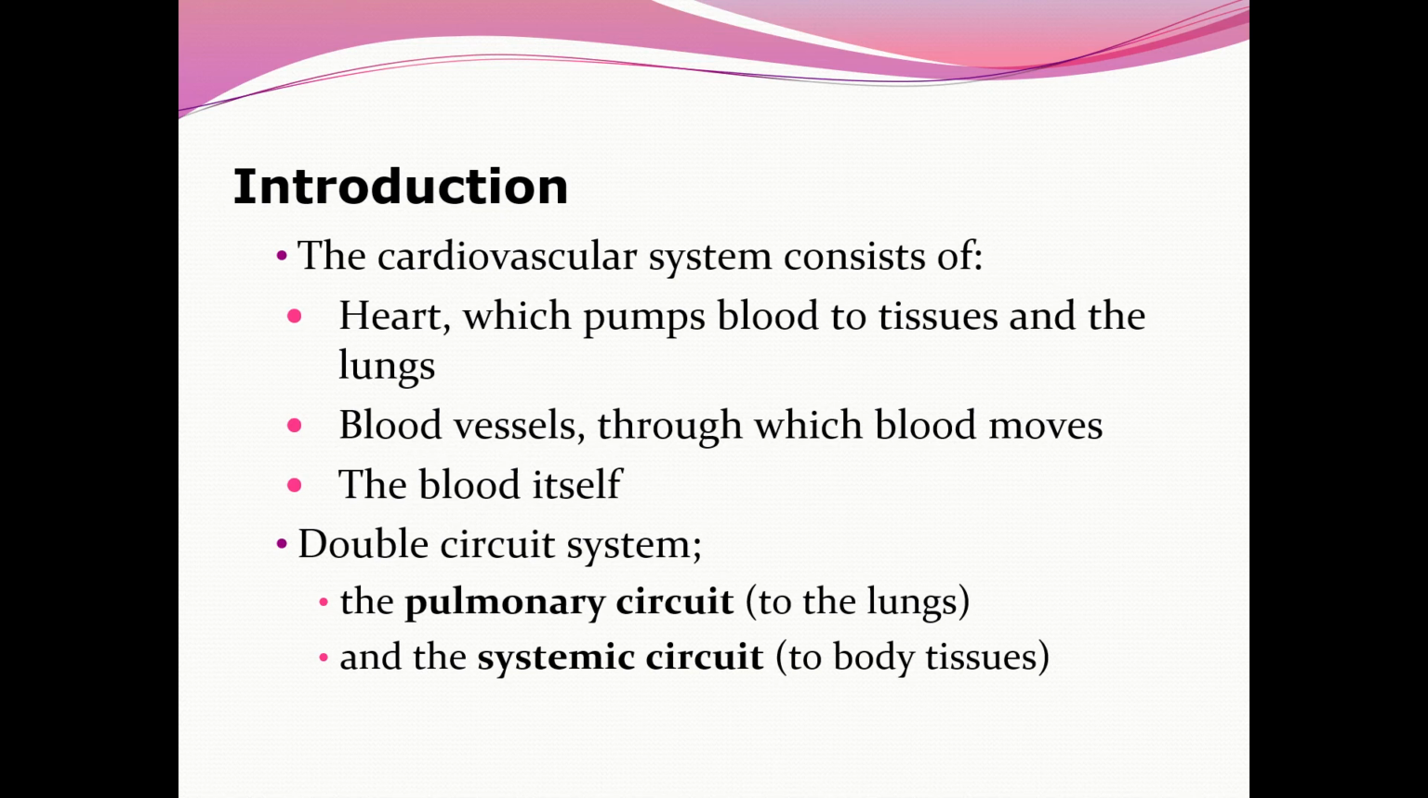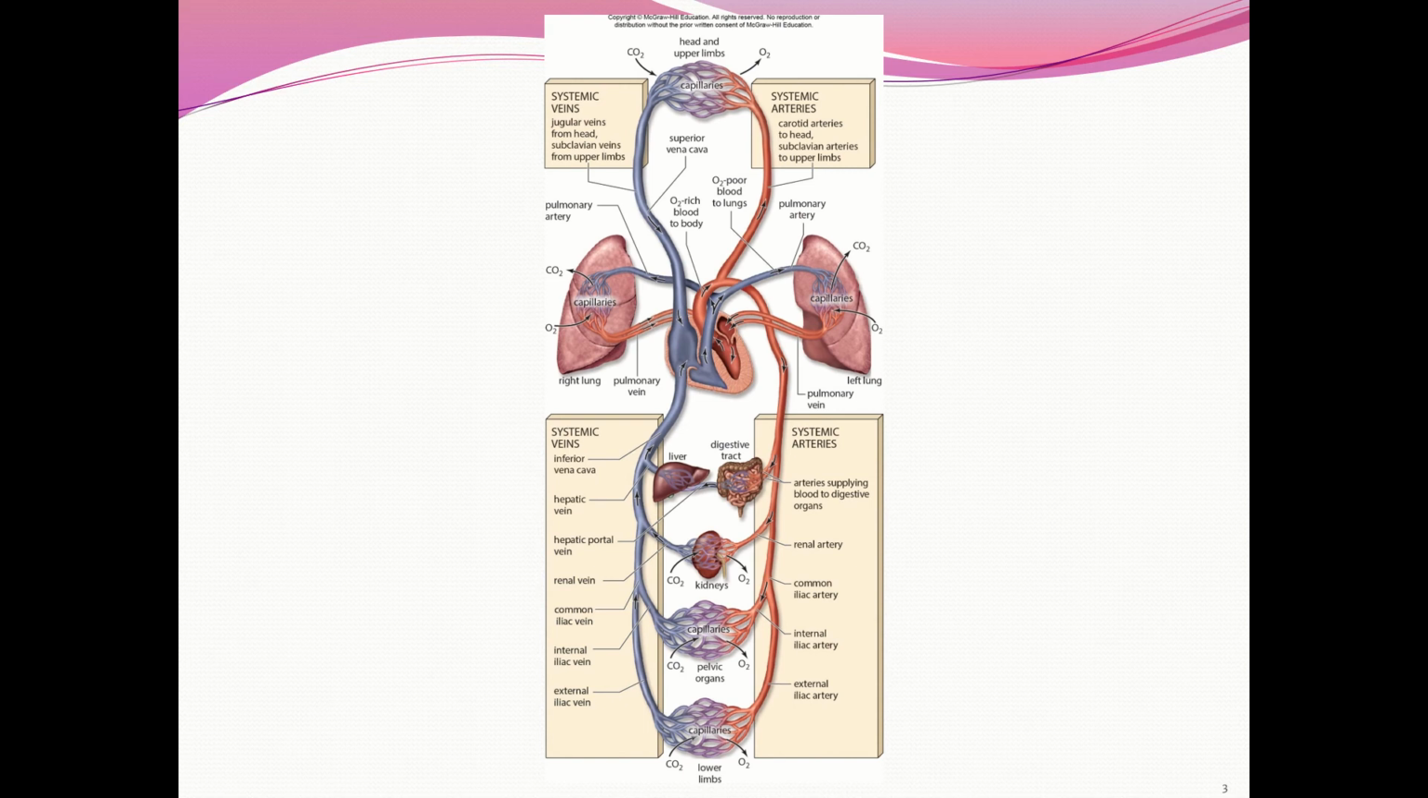This system is a double circuit. There's the pulmonary circuit to the lungs and the systemic circuit to the body tissues. This illustration shows the cardiovascular system with the heart in the center and the pulmonary system, including the lungs, and the systemic system going to and from the body's tissues.